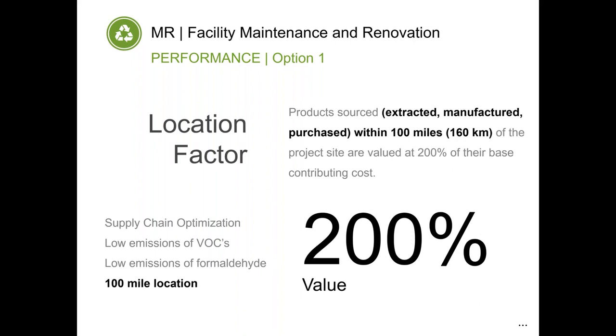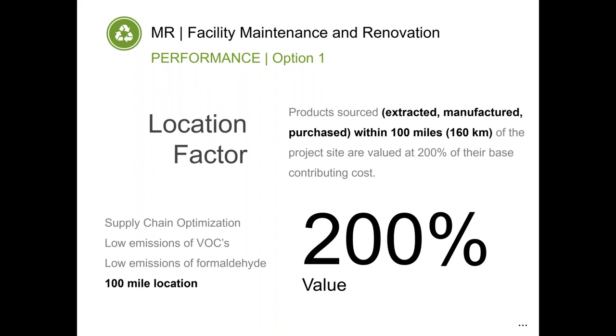Location factor. So again, we're looking at that 100-mile threshold. So anything that is sourced, which means it was extracted, manufactured and purchased within 100 miles of the building site, is valued double the dollar amount of their contributing cost. So if that product was initially worth $100, that product is worth $200 in your calculations for this credit.